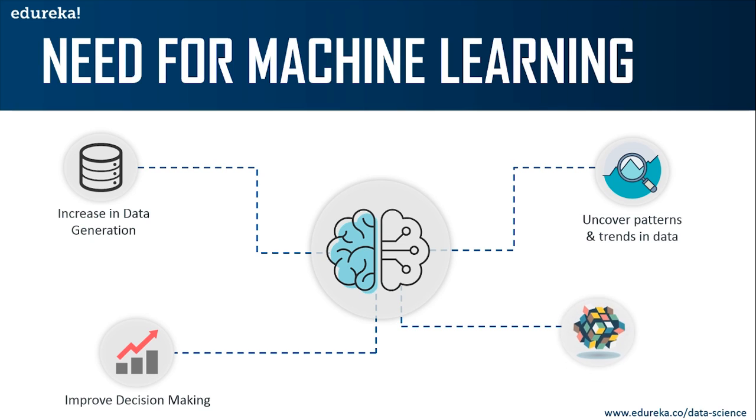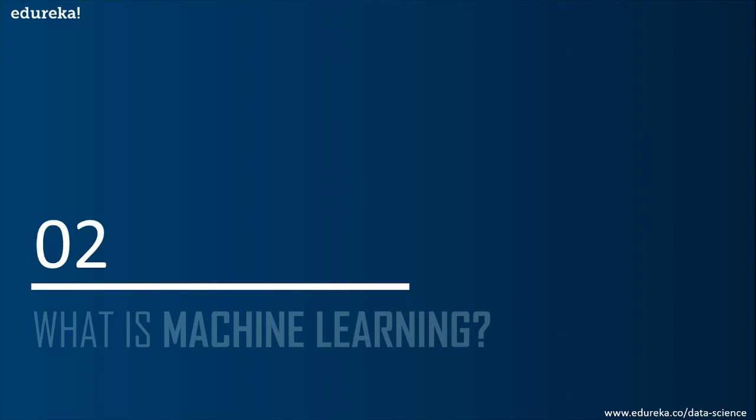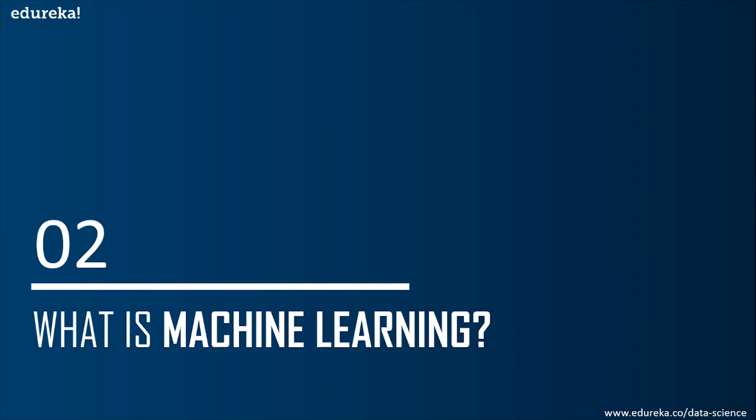Another reason is that it solves complex problems. From detecting genes that are linked to deadly ALS diseases to building self-driving cars and face detection systems, machine learning can be used to solve the most complex problems. So, guys, now that you know why machine learning is so important, let's look at what exactly machine learning is.